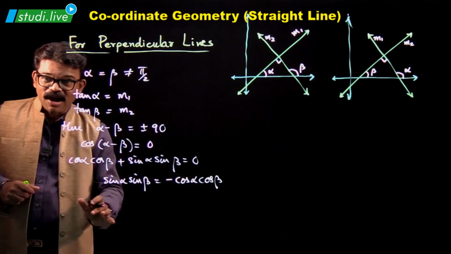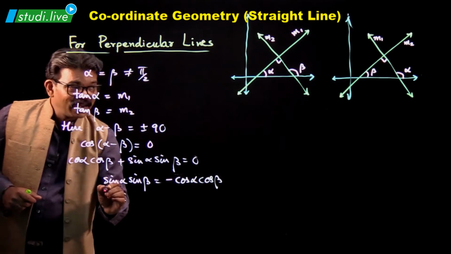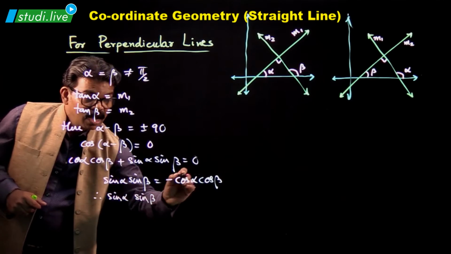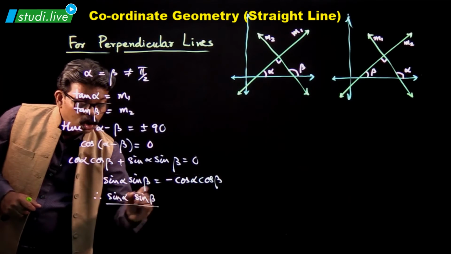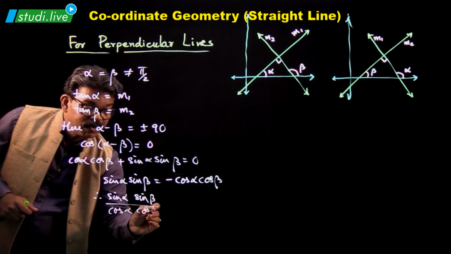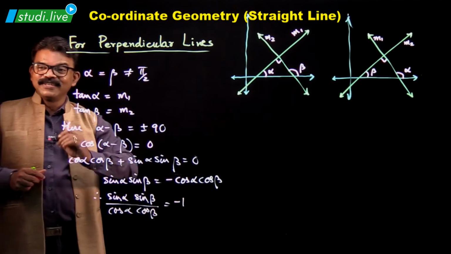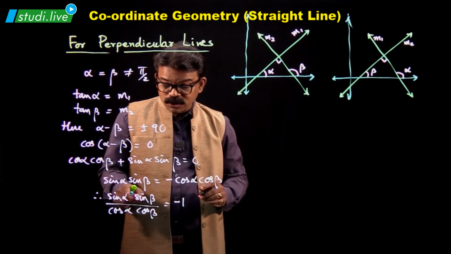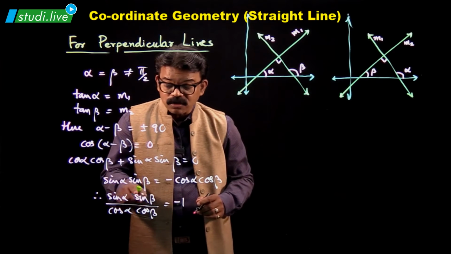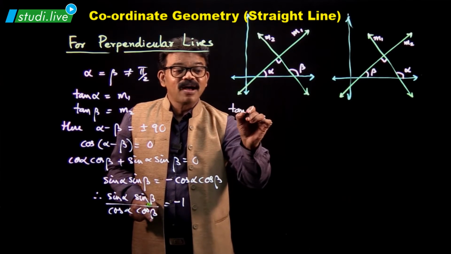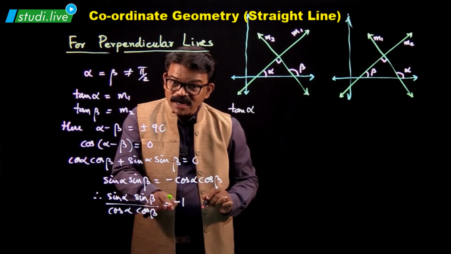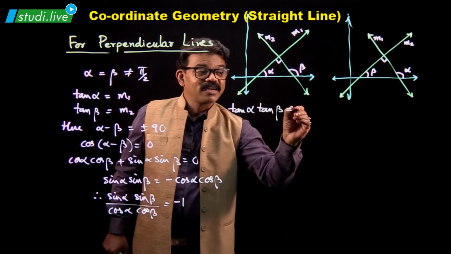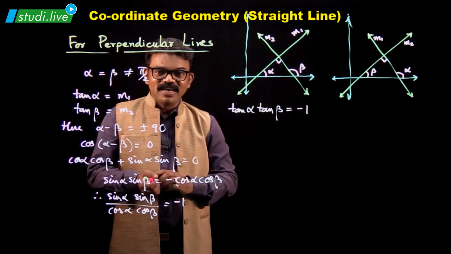So let us bring this down, and what do we understand? Can I write this way? Therefore, sine of alpha into sine of beta upon cos of alpha into cos of beta is minus 1. Isn't it? So let us complete this and come to the conclusion. Can I write this sine of alpha upon cos of alpha as tan of alpha? Can I write this sine of beta upon cos of beta as tan of beta? So what do we understand? The product is minus 1. And finally we discover the answer.